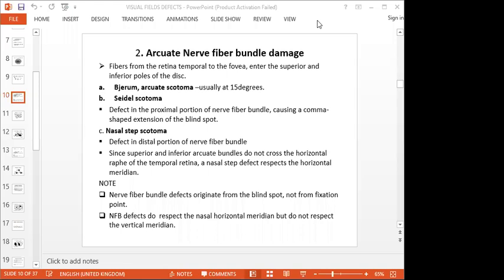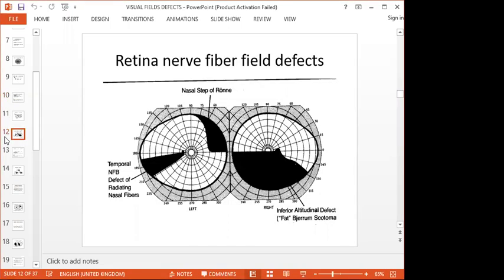You know it changes. Continue. Okay. So these are nerve fiber bundles. Then the next one is 10. Okay. This one.